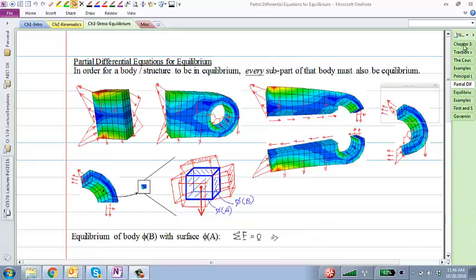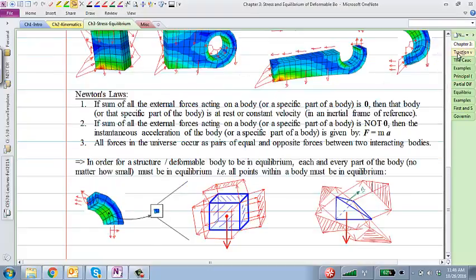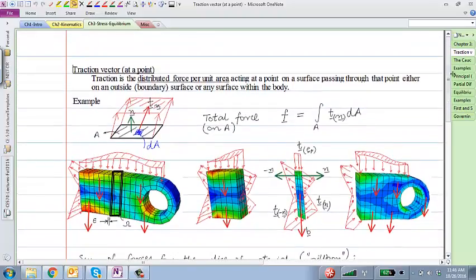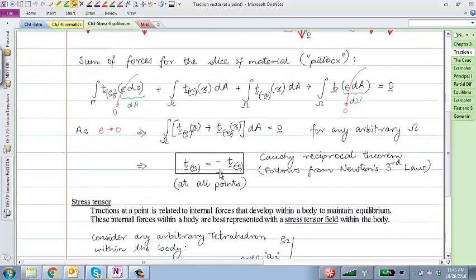I guess before the quiz, we were looking at this chapter on stresses and tractions and equilibrium. So very quickly, I'll revise some of the most important concepts. Traction was one. Traction is a point-wise expression of a distributed force per unit area. We also looked at an important relationship, the Cauchy reciprocal theorem, that says traction on a face n is equal to the negative of the traction on the face minus n, which follows straight away from Newton's third law.